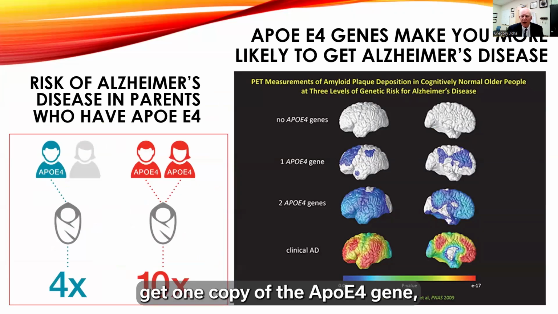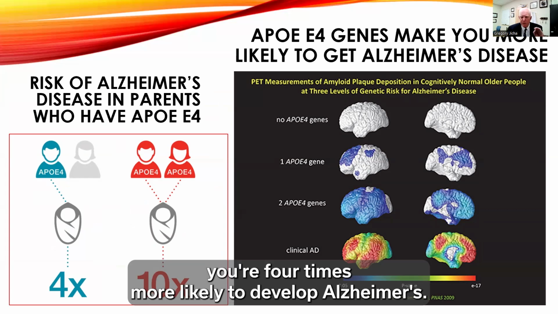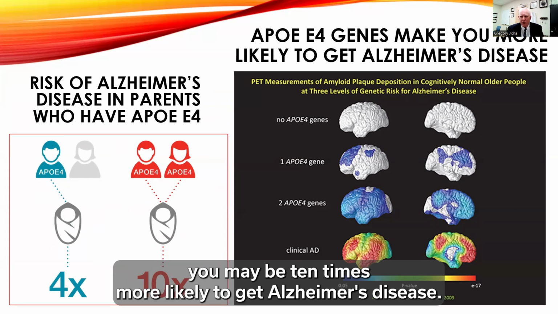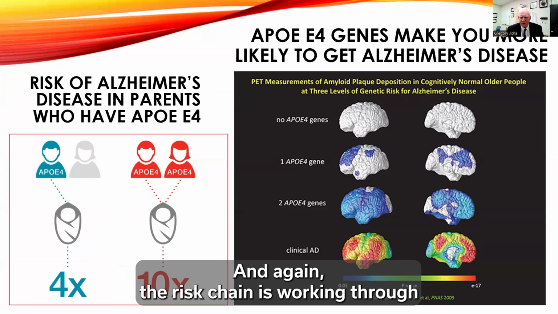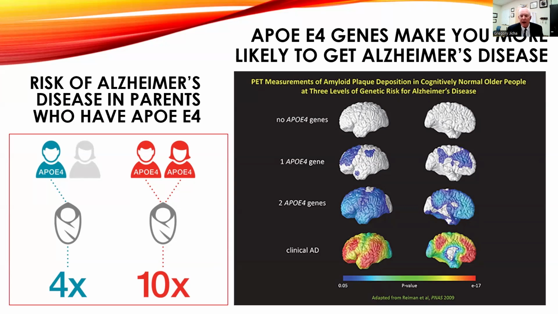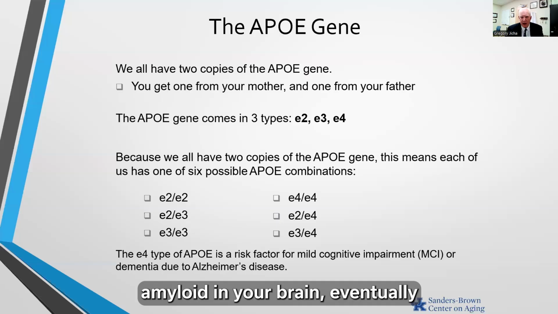We do know that if you get one copy of the ApoE4 gene, you're 4 times more likely to develop Alzheimer's. But if you get two copies, one from mom and one from dad, you may be 10 times more likely to get Alzheimer's disease. And again, the risk gene is working through increasing the likelihood that you will build up amyloid in your brain, eventually leading to Alzheimer's disease.